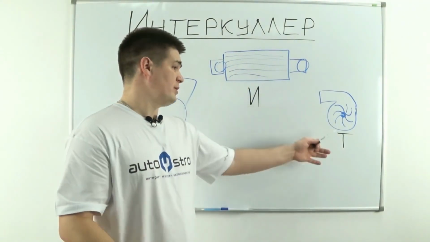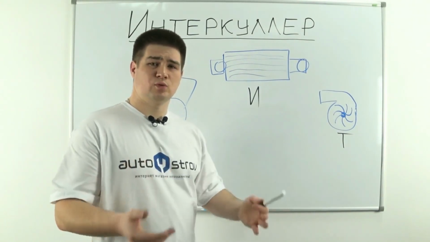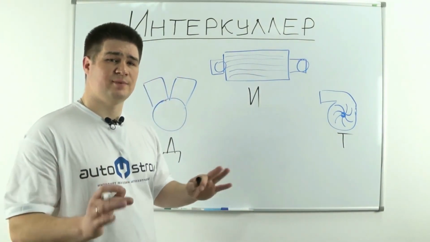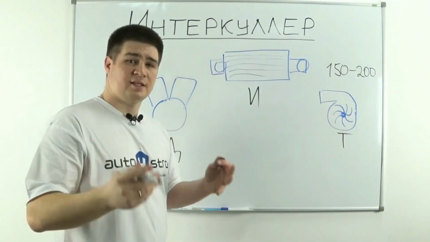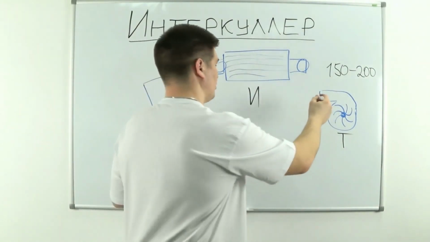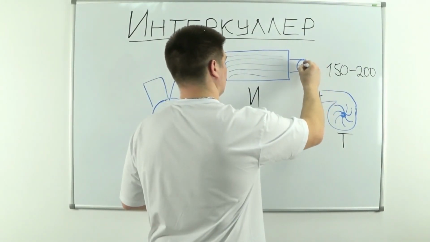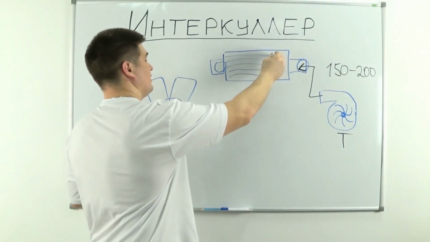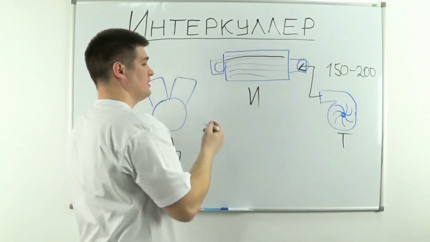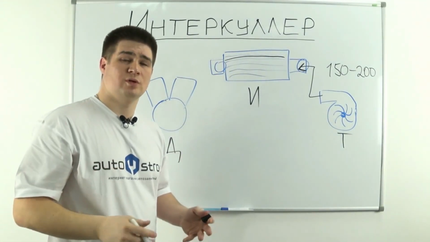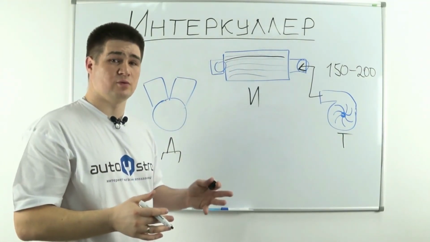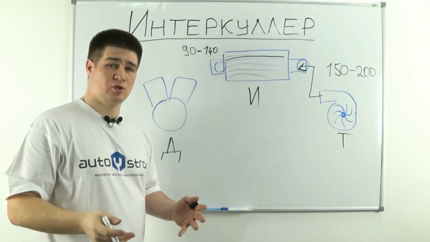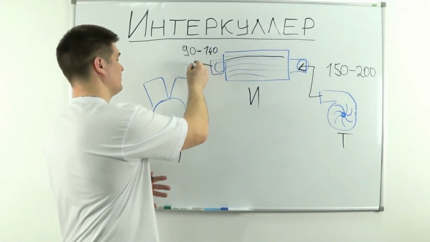Everything works as follows. The turbo compresses the air, and its temperature rises to about 150 to 100 degrees. This hot air enters our intercooler. Hot air moves through the intercooler tubes and then becomes cooler. On the output, we get cooled air by about 50–70 degrees, and this already cooled air enters directly into the cylinders of our engine.